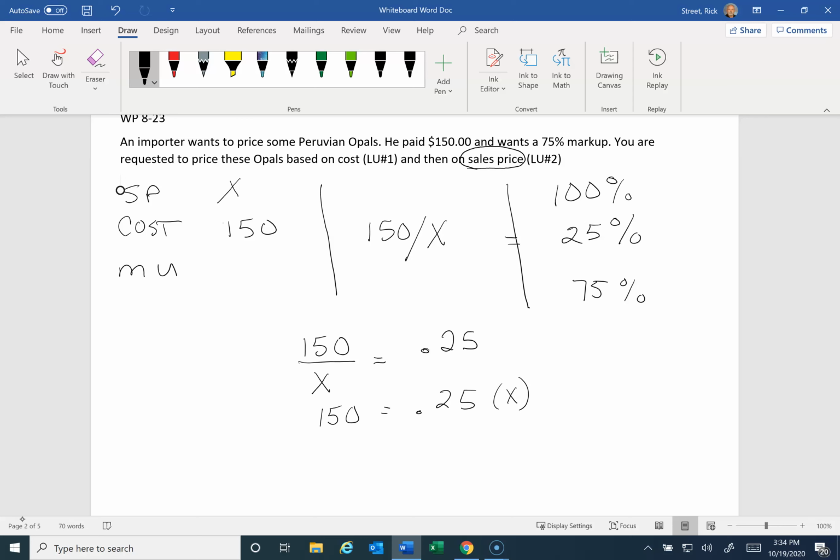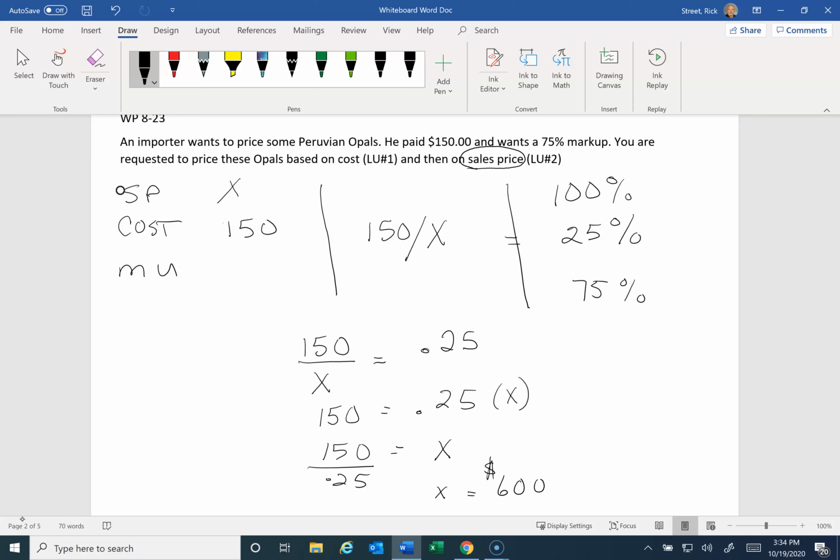So to get the x on one side of the equation by itself, we take the 0.25 and divide the 150 by 0.25. So x equals 150 divided by 0.25. Our sales price, X, equals 600.